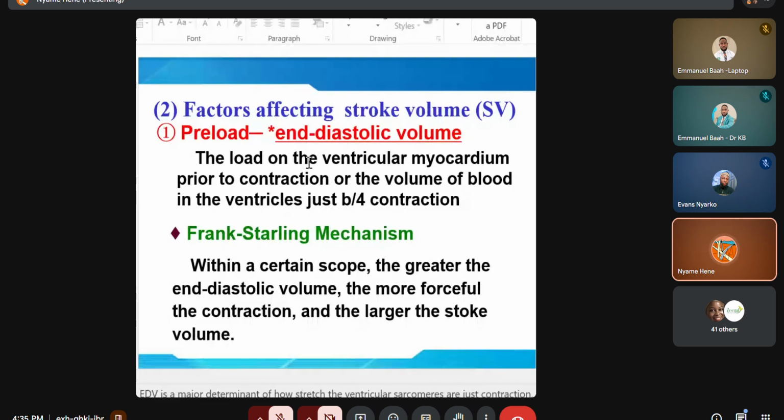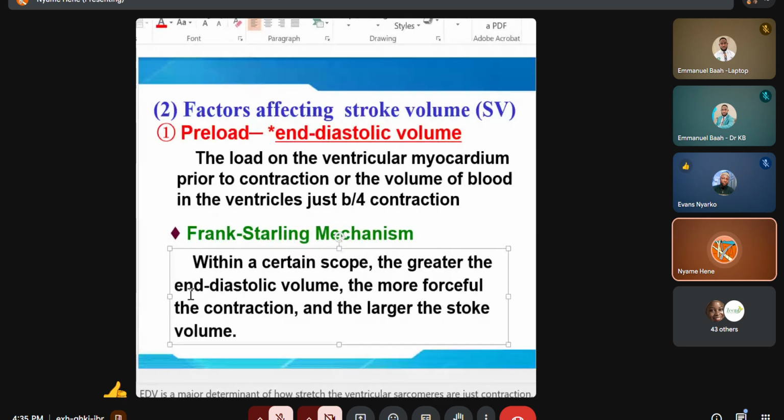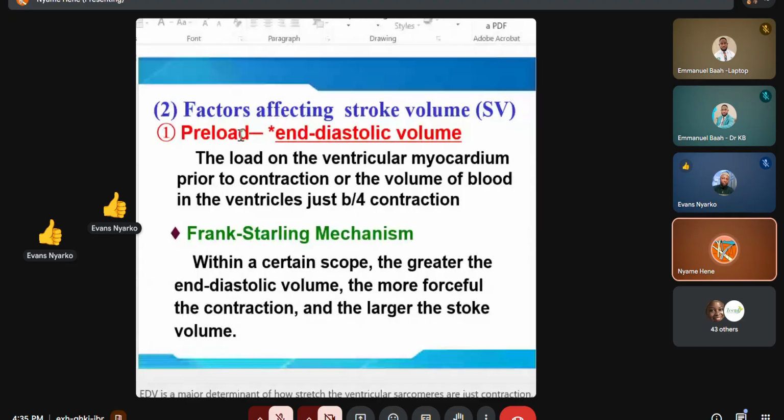So the load on the ventricular myocardium prior to contraction, or the volume of blood in the ventricles just before contraction. Is it true? Like I explained to you, right? So we say the volume of blood is the water in the bottle before you press it. The volume of blood in the ventricles before you contract, right? That becomes your preload. So preload affects your end diastolic volume and your stroke volume.